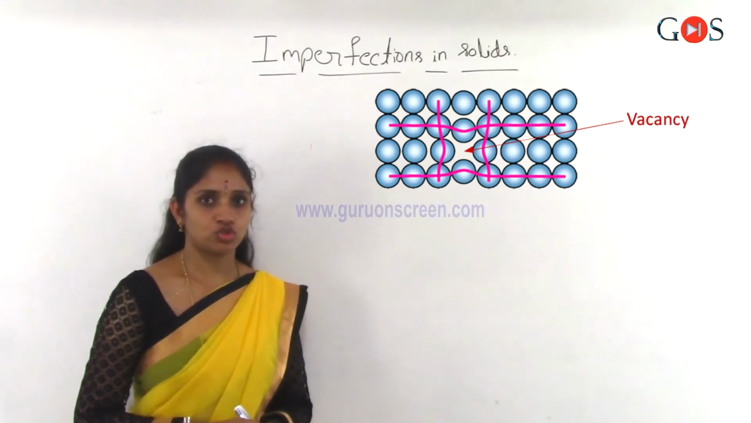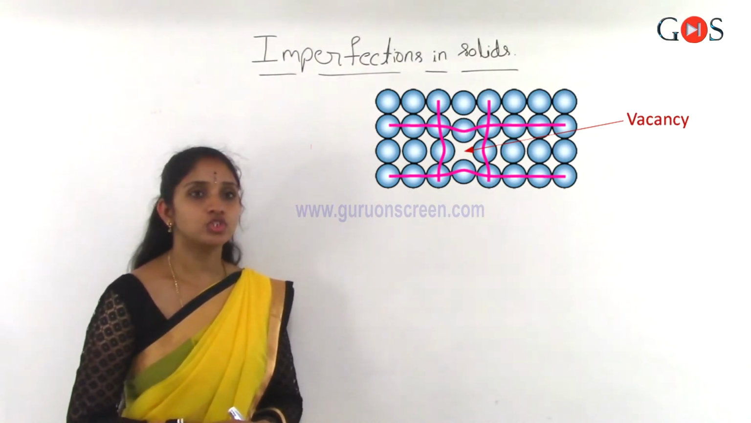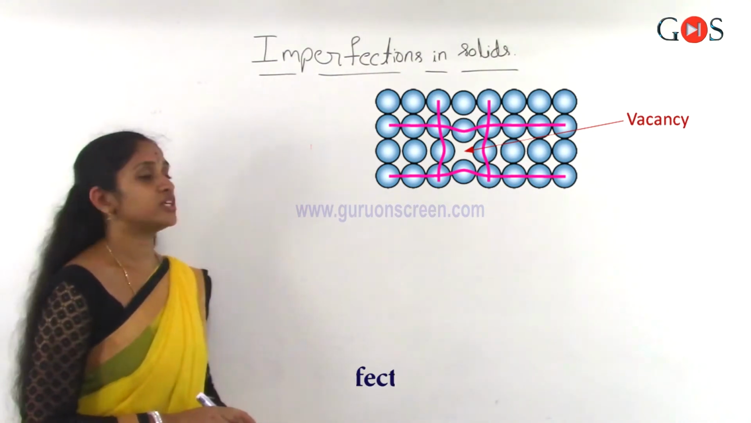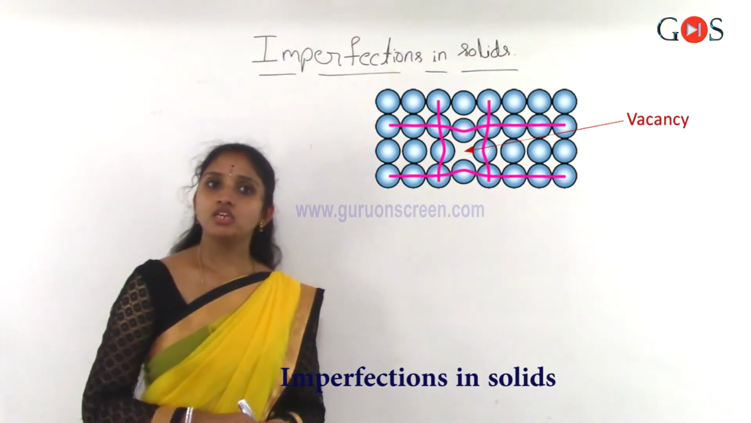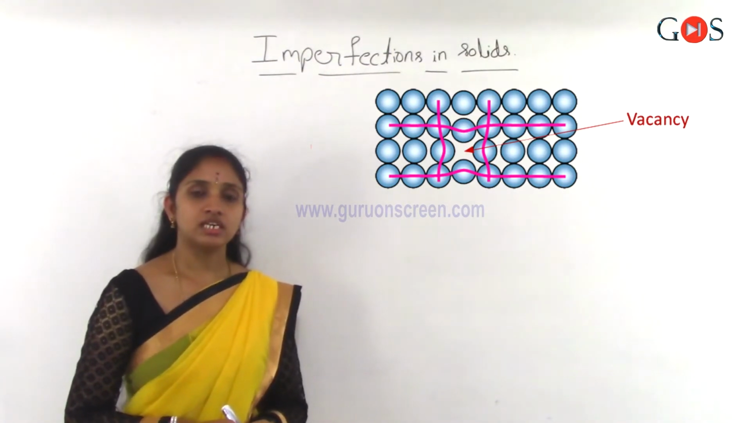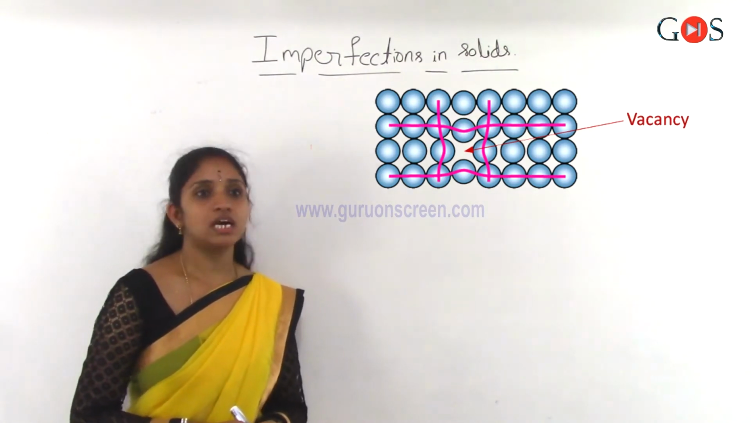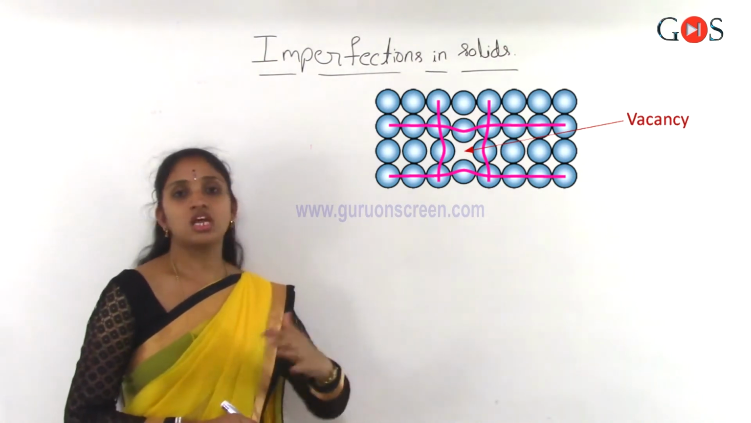Three-dimensional structure of the solids and the packing efficiency of different types of unit cells. In this class, we will study about the imperfections in solids. See students, from the beginning of this chapter, we are studying that the solids will have a regular orderly three-dimensional arrangement, and they have both these crystalline structures.